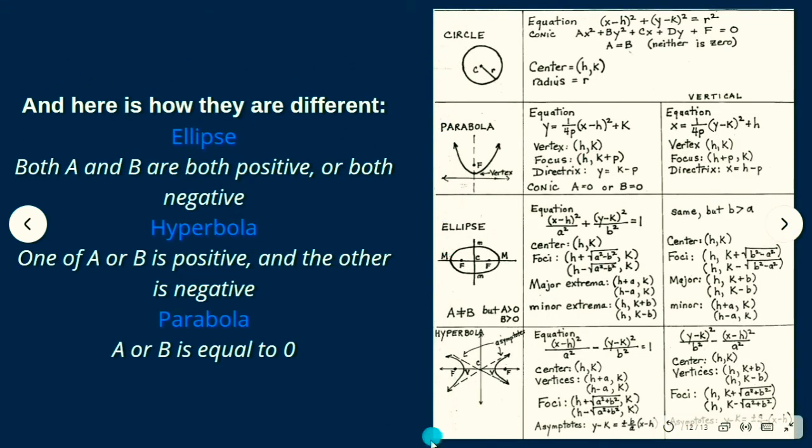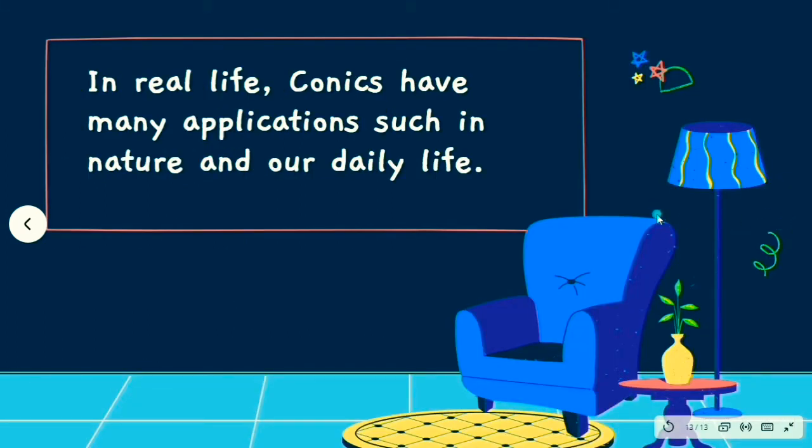And here is how they are different. For an ellipse, A and B are both positive or both negative. While for a hyperbola, one of A or B is positive and the other is negative. And for a parabola, A or B is equal to 0. This is the equation that we can use to solve questions involving conics. In real life, conics have many applications, such as in our nature and also our daily life.